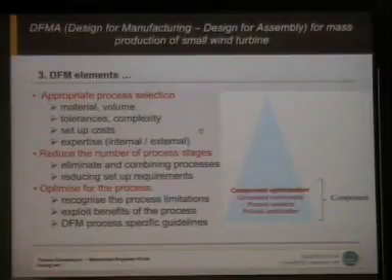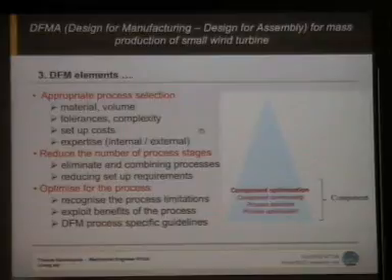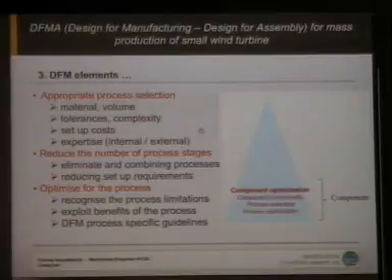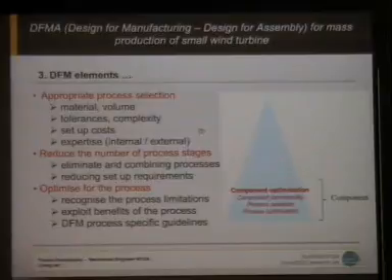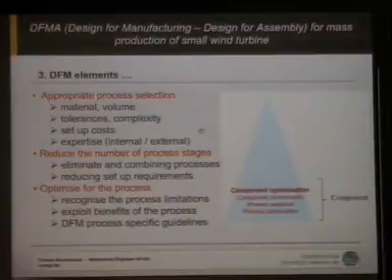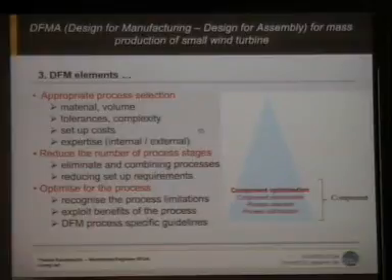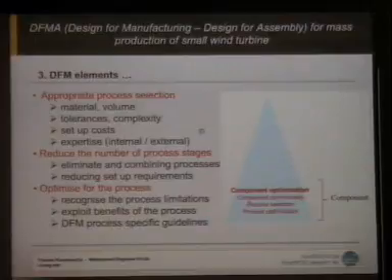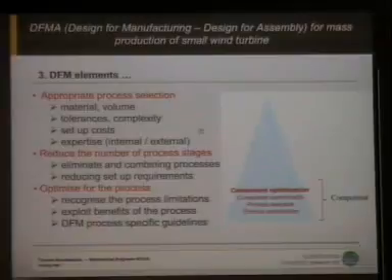It's a very vital part to reduce the number of the process stages in order to be easier to manufacture. Eliminating and combining the processes, reducing setup requirements to use fewer tools, and optimize the process. To optimize the process, you have to recognize the process limitations. Like as you said before, in some places you cannot find metal structural elements. You can only find wood, so you have to have that in mind at the design.